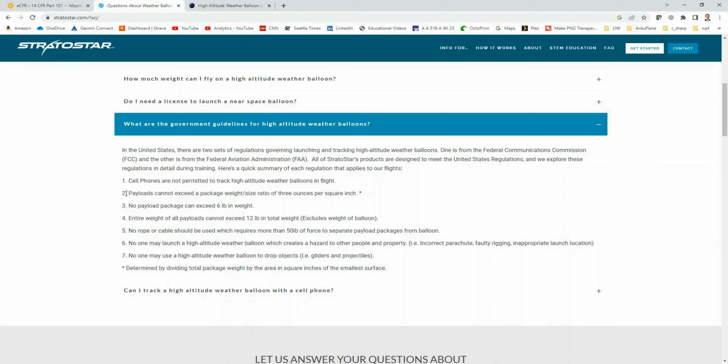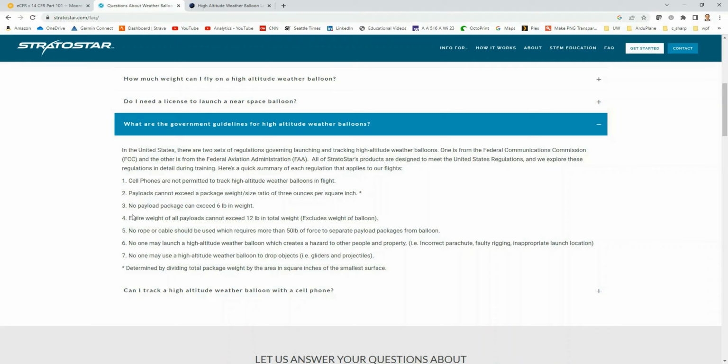Number two says that the payload can't exceed a weight to size ratio of 3 ounces per square inch. They really mean a weight to surface area ratio here. So what you need to do is make sure your payload box is somewhat bulky and has a large surface area, and you should be fine. Again, this is trying to avoid the situation where people might have a really small, dense payload box, which could be a potential hazard when it's coming down through the atmosphere. So, number three, your payload box can't be more than 6 pounds in weight, right?